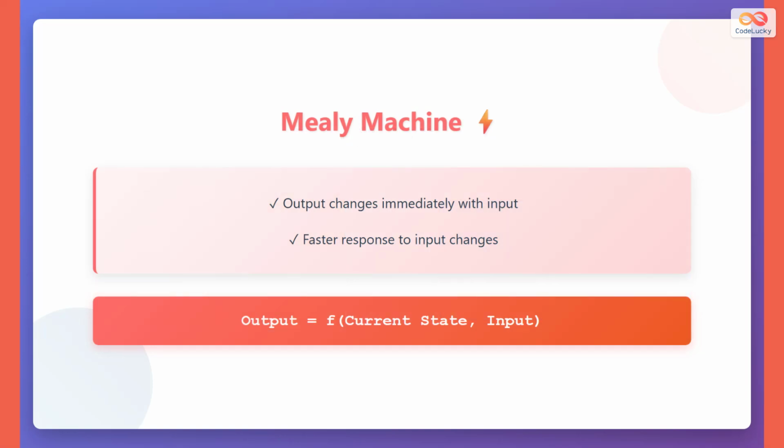Let's take a closer look at the Mealy machine. One of its defining characteristics is that the output changes immediately in response to the input. This makes Mealy machines very responsive to changes in input, resulting in faster processing times. Mathematically, the output of a Mealy machine can be defined as a function of both the current state and the input, represented as output equals function of current state and input.